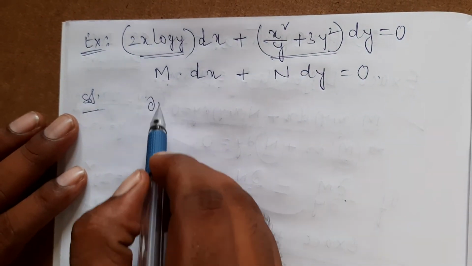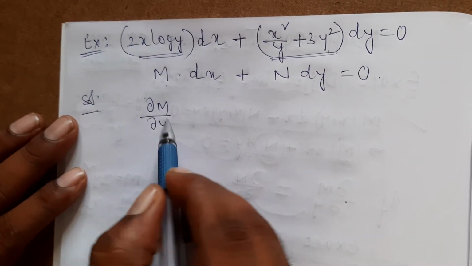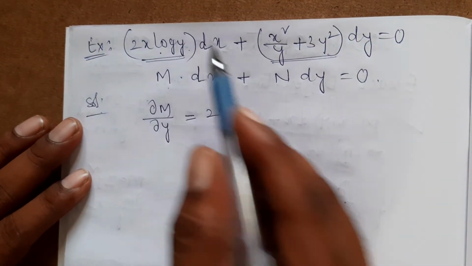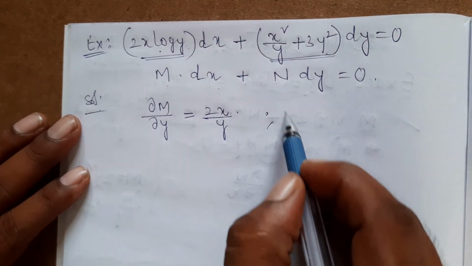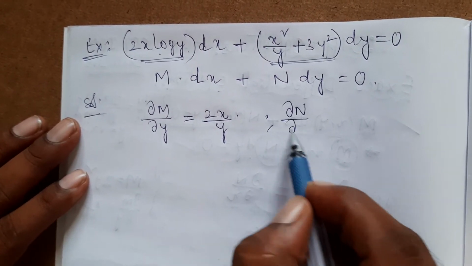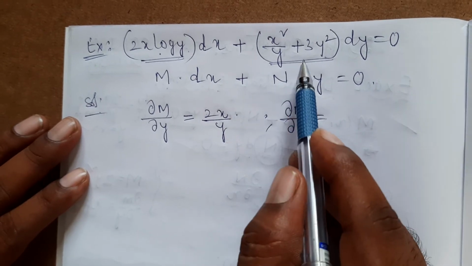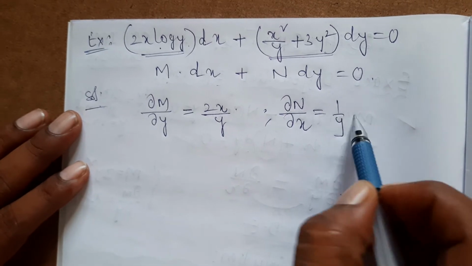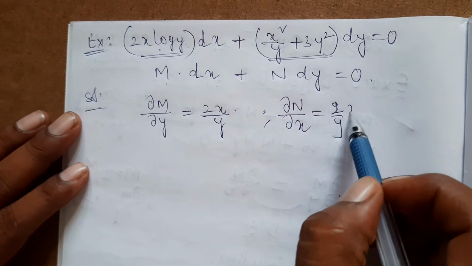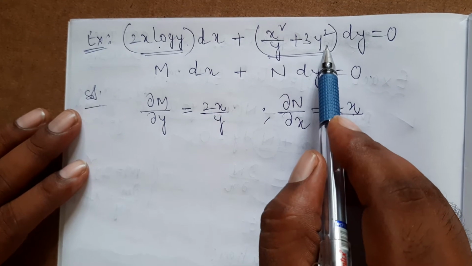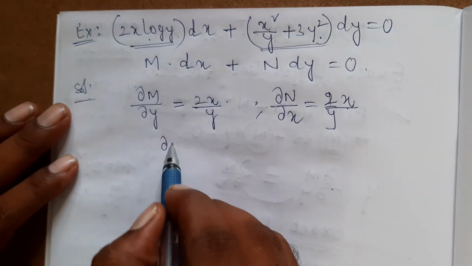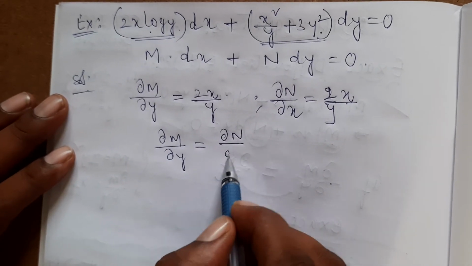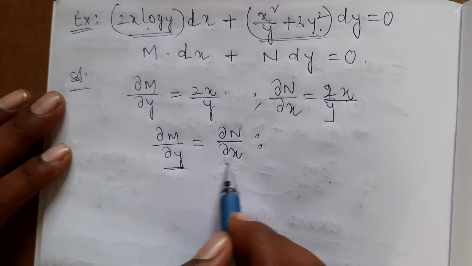Then immediately you can calculate the value ∂M/∂y. What is the ∂M/∂y value? 2x into the derivative of log y, 1 by y. Similarly you can calculate the ∂N/∂x value. ∂N/∂x means with respect to x only we have to partially differentiate. So here 1 by y is constant, the derivative of x square is 2x, and the other term is constant, derivative 0. So if you observe, ∂M/∂y is equal to ∂N/∂x. Both values are equal.